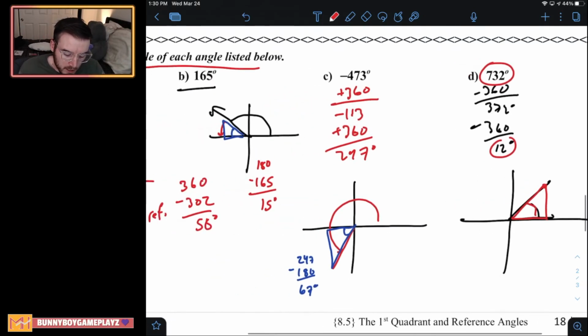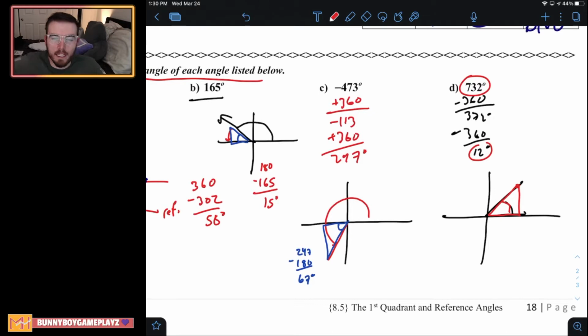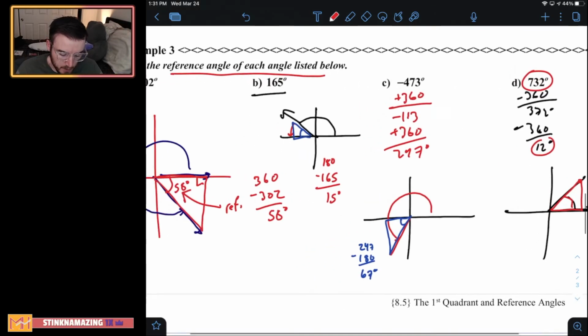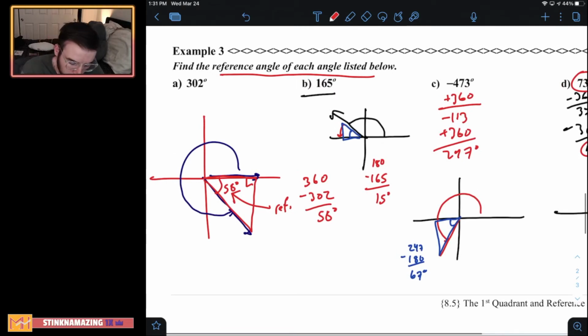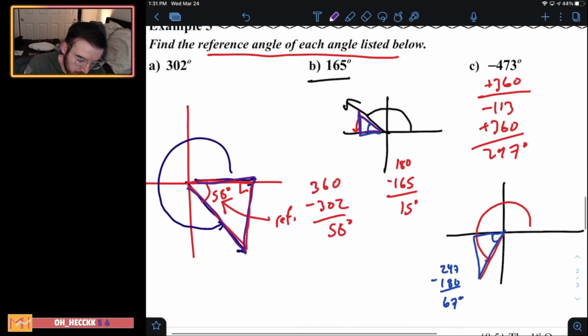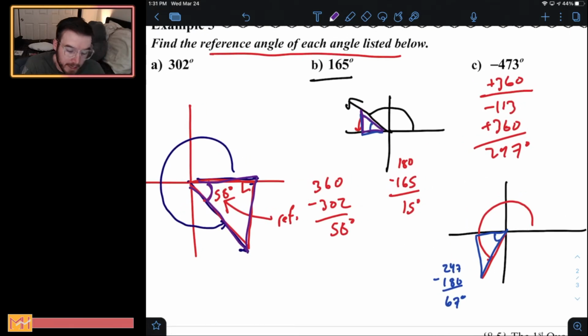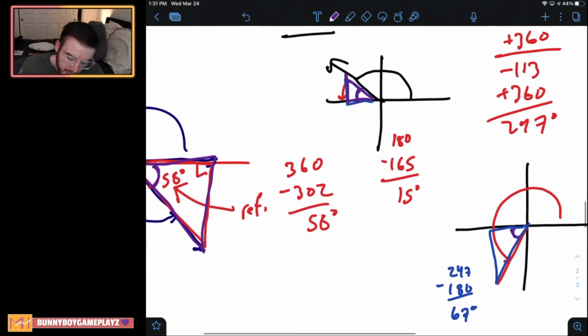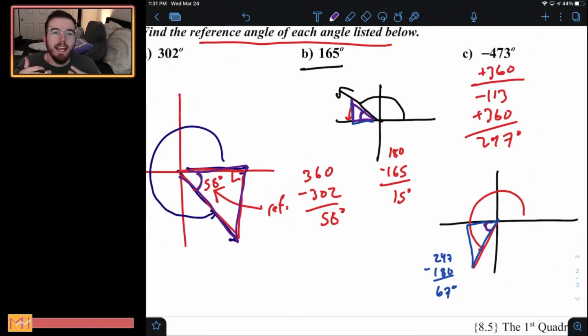So what is a reference angle? Let me answer that again. What is a reference angle? When you plot an angle, this triangle always appears, right? And we create an angle right there in that little nook, and we call that the reference angle. Okay?